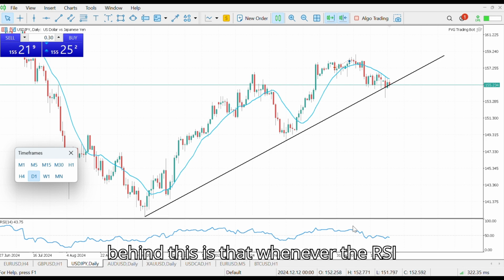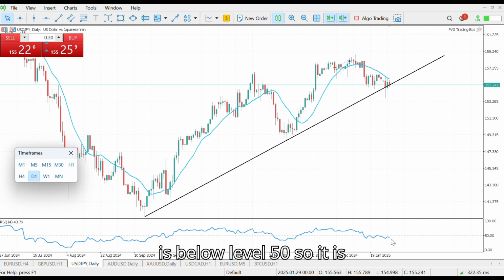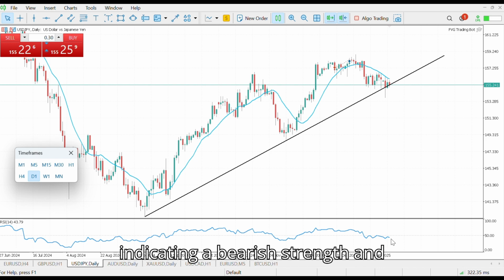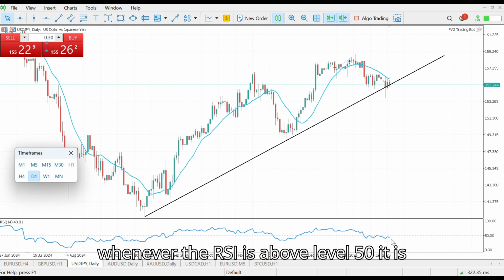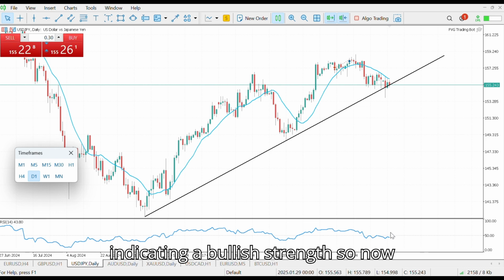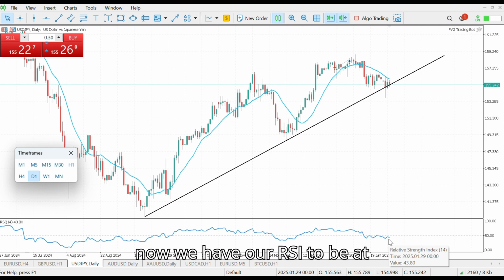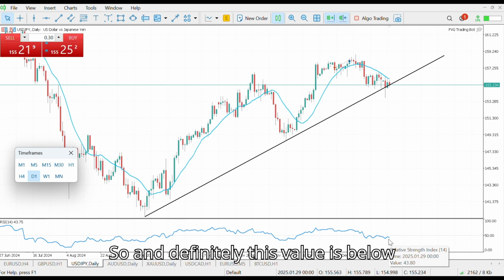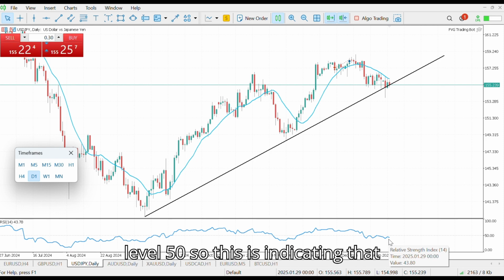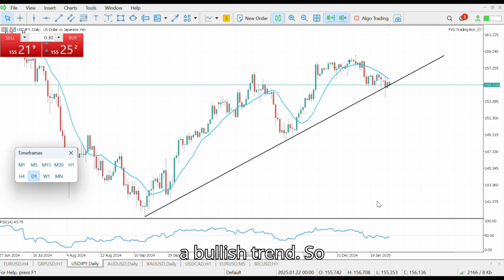The principle behind this is that whenever the RSI is below level 50, it's indicating a bearish trend, and whenever the RSI is above level 50, it's indicating a bullish trend. Now we have our RSI at a value of 43.80, and definitely this value is below level 50. So this is indicating a bearish trend.